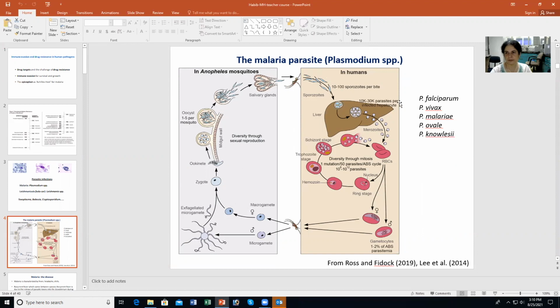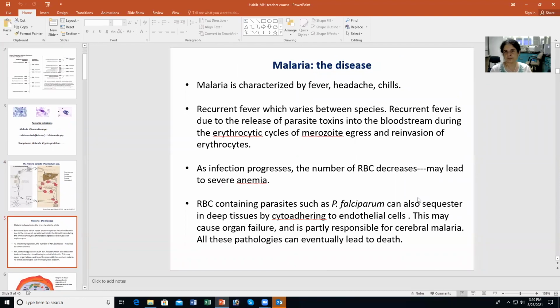We must remember that the time taken from the liver to the blood stages is called the pre-patent period, and the symptoms are basically in the erythrocytic stages of infection. This is the symptomatic stage of the disease. Malaria is characterized by fever, headache, chills, and sweating. You can have recurrent fever, and the duration of the recurrence depends upon the species with which a person has been infected. It is due to the release of parasite toxins into the bloodstream during the erythrocytic cycle of merozoite egress and reinvasion of fresh RBCs.